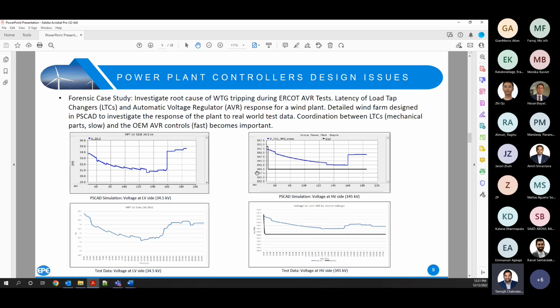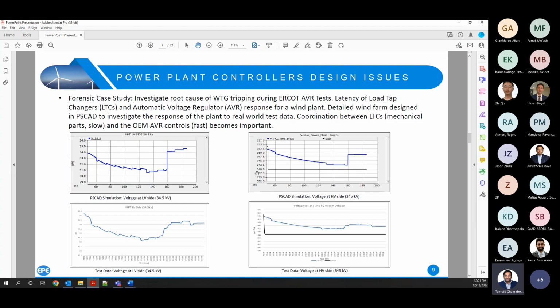Now, having laid that ground, what I'm going to talk about is some of the controller design issues that we have seen in the course of our projects. This is a good example of a forensic case study that we did for a particular client, where we investigated the root cause of wind turbine generator stripping due to AVR tests in ERCOT. We found out that the latency of the tap changes, which are mechanical, and the AVR, which is electrical, also plays a huge role when it comes to simulating such complicated controls.